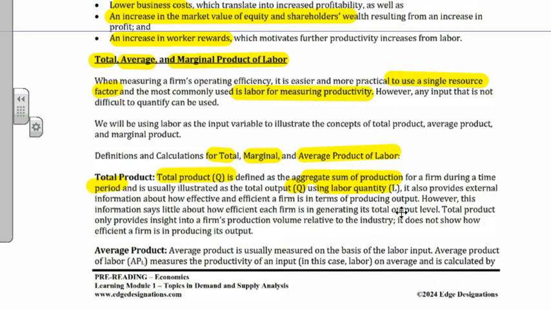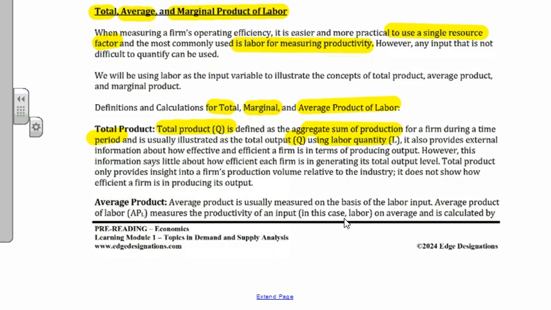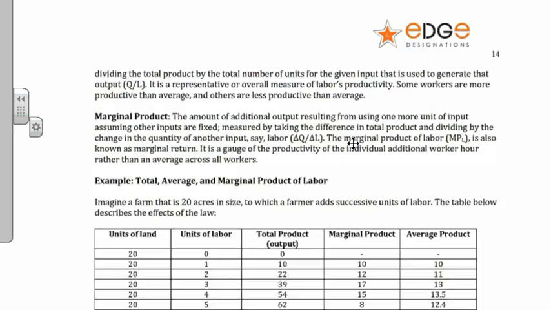Let's have a look at average product. Look at the words again. Average product, guys, is measured on the basis of labor input. Average product of labor measures the productivity of an input, and again, we're going to be using labor as our input. Look at the calculation: we get that by dividing the total product by the total units. That will just give me my average. It's not going to tell me anything about individual workers, whether they're being efficient or not, because it just gives me a total average.